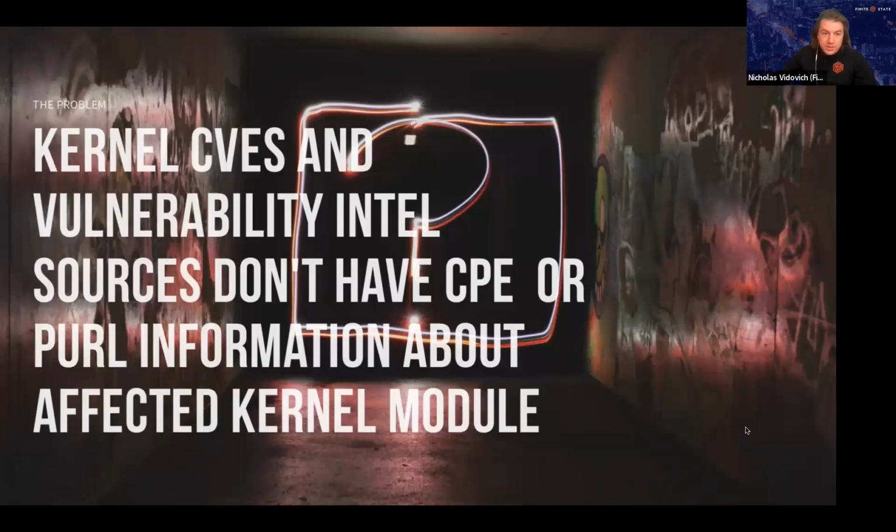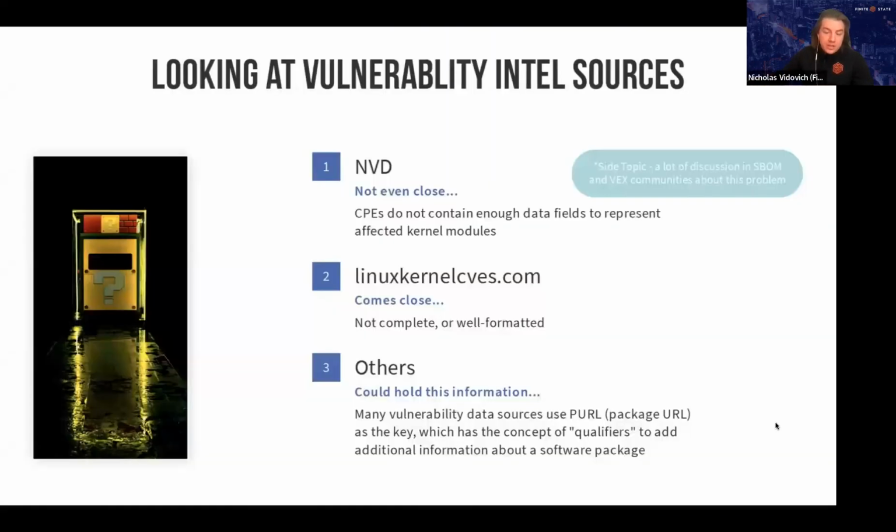The problem is, kernel CVEs and vulnerability intelligence sources don't have CPE or PURL information about the affected kernel module. If you think about it, if they had this information, it would be very easy for me to just say, is this kernel module present? Is the CVE affecting the kernel module? I can answer that question. Unfortunately, we don't have that data source.